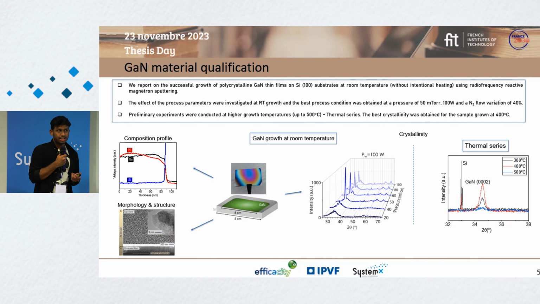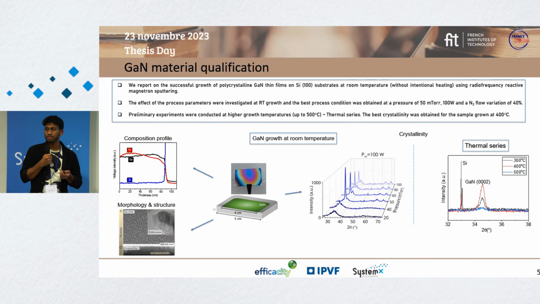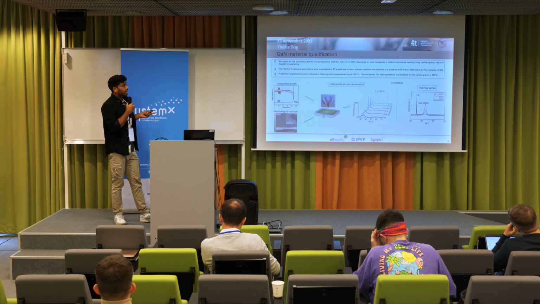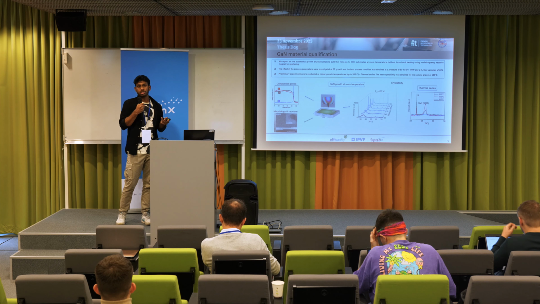But the idea is that we investigate the growth properties at each process parameter variation, and then correlate it with the plasma characteristics in terms of density and temperature that we get, and then analyze the mechanism behind it to see what happens.